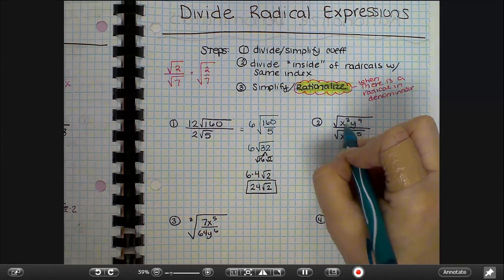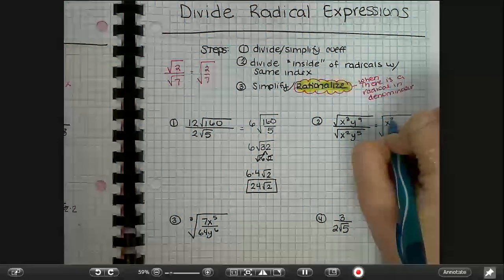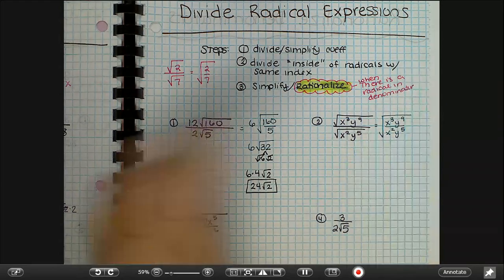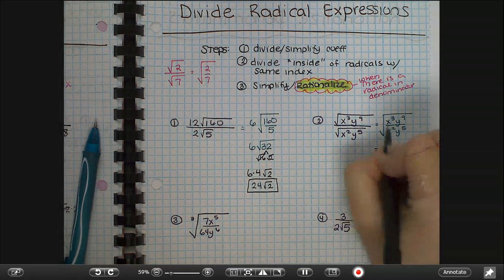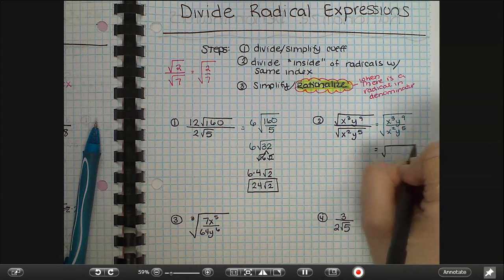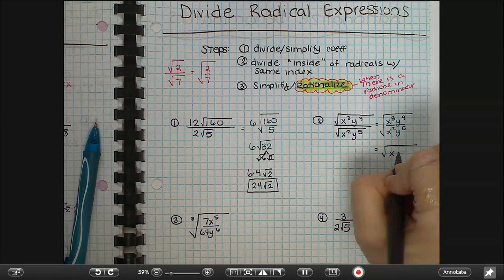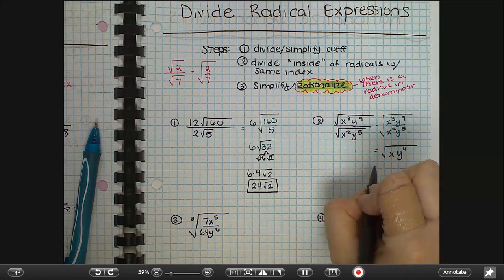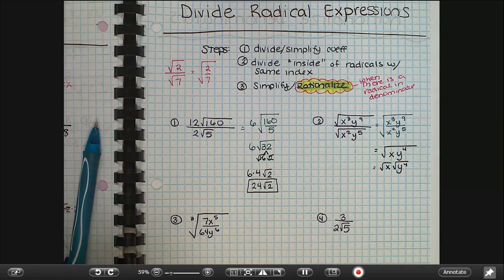This one, we have no coefficients, and I'm going to rewrite it this way only because I like to do that. Not everybody likes it, but for me, it's helpful. All right, so I'm going to simplify now inside the radical. We're going to follow the laws of exponents. When you divide, you subtract. So we have the square root of x, because 3 minus 2 is 1, and y, because 9 minus 5 is 4. Remember, this means the same as looking at it that way.